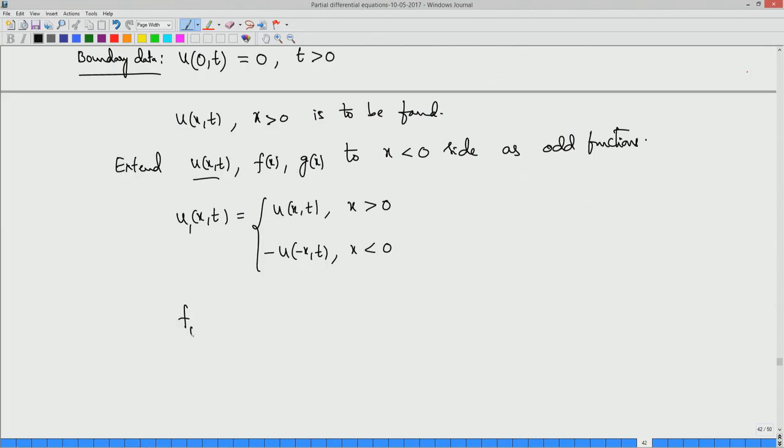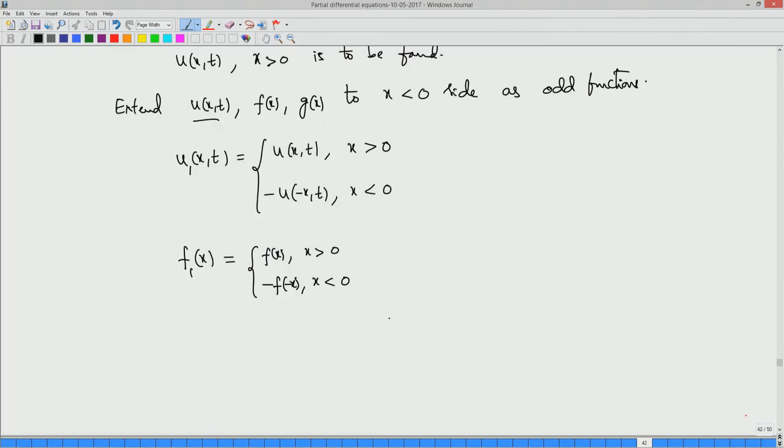Similarly you get f1(x) as f(x) for x positive and minus f of minus x for x negative. And similarly g1(x), these are my extended functions, that is g(x) for x positive and minus g of minus x for x negative. What is the advantage of doing this?